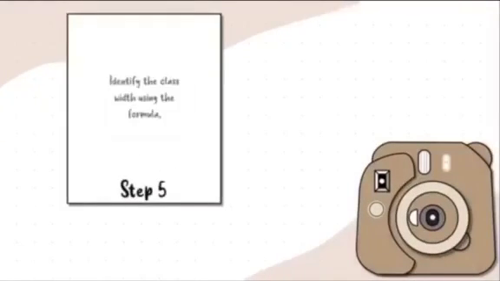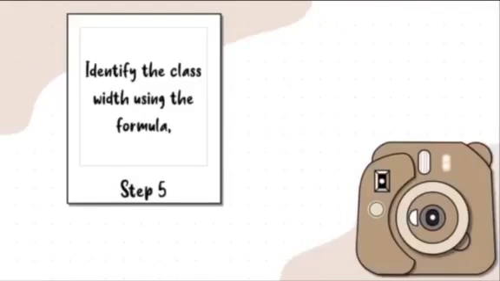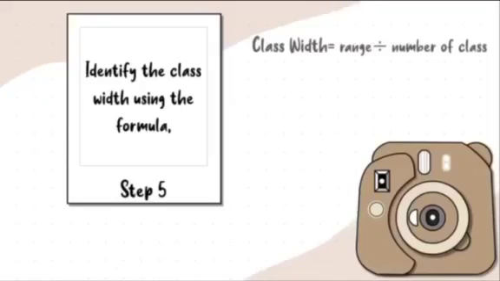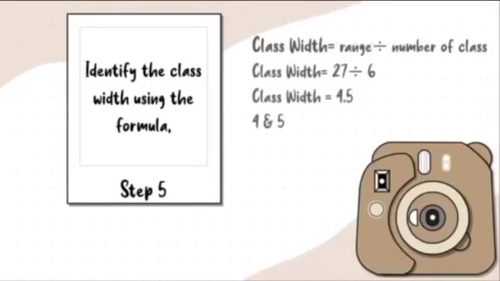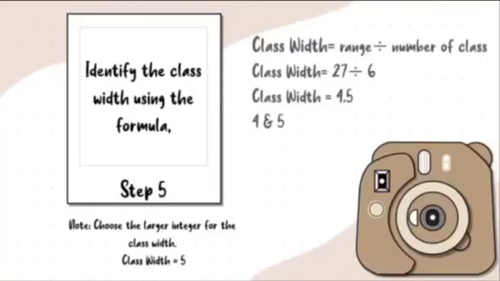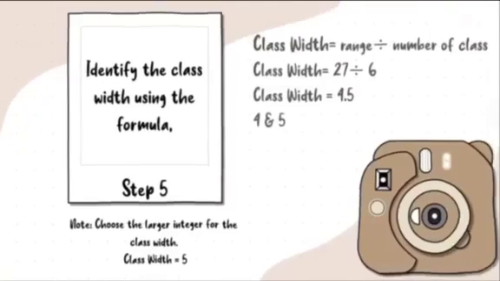Step 5. Identify the class width by using the formula. Class width is equal to range divided by number of classes. So, 27 divided by 6 is equal to 4.5. So, 4.5 is between the integers 4 and 5. Note, choose the larger integer for the class width. So the class width is equal to 5.